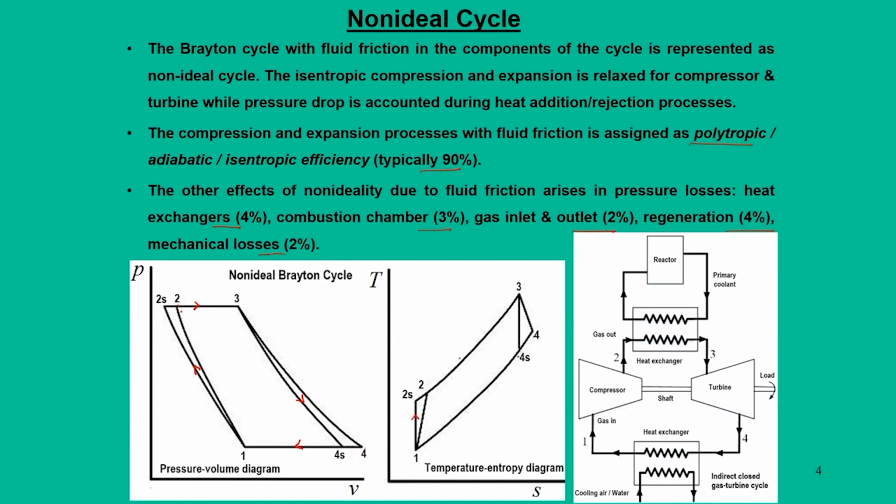So, this cycle, shown as 1, 2s, 3, 4s and 1, is a complete closed cycle which does not account for any kind of non-idealness, whereas the actual cycle becomes 1, 2, 3, 4. So, our main intention is that by introducing these terms, we need to quantify the net work and cycle efficiency.